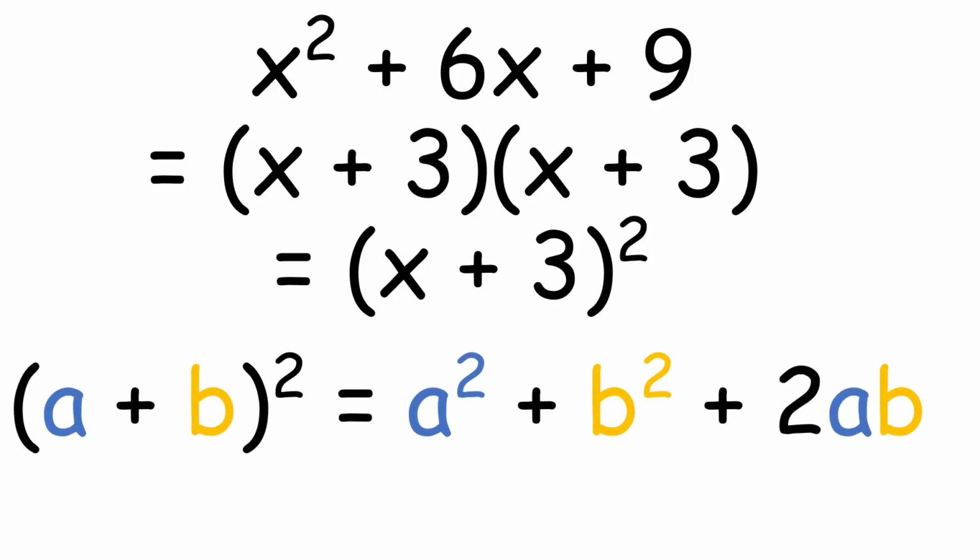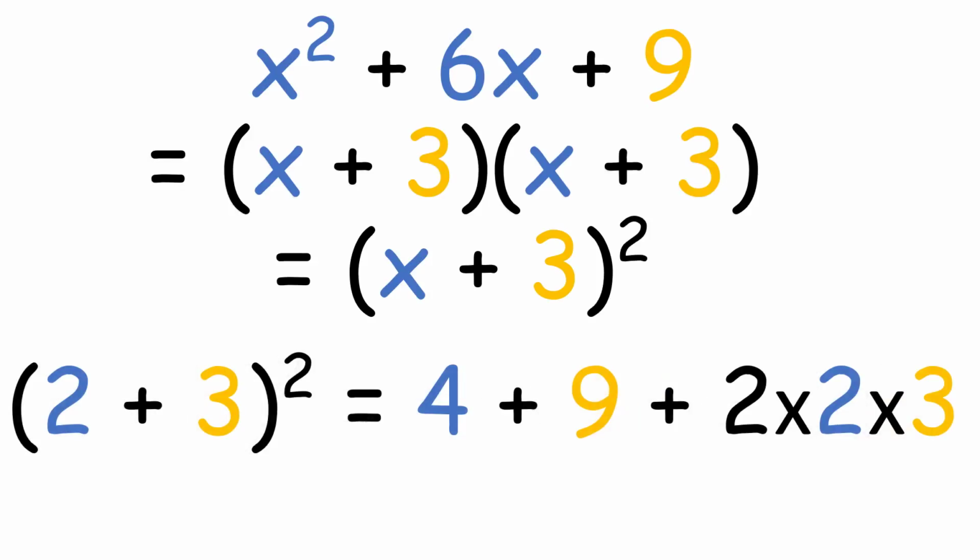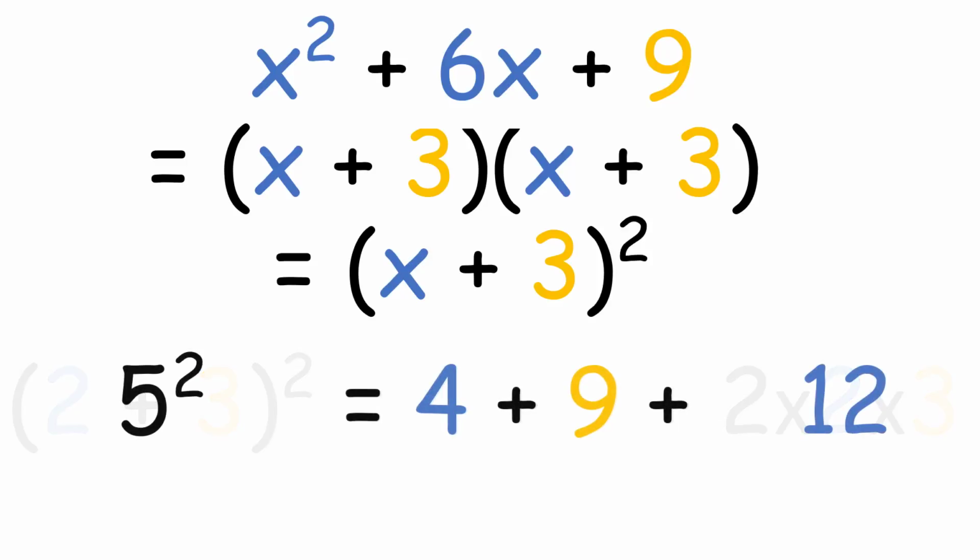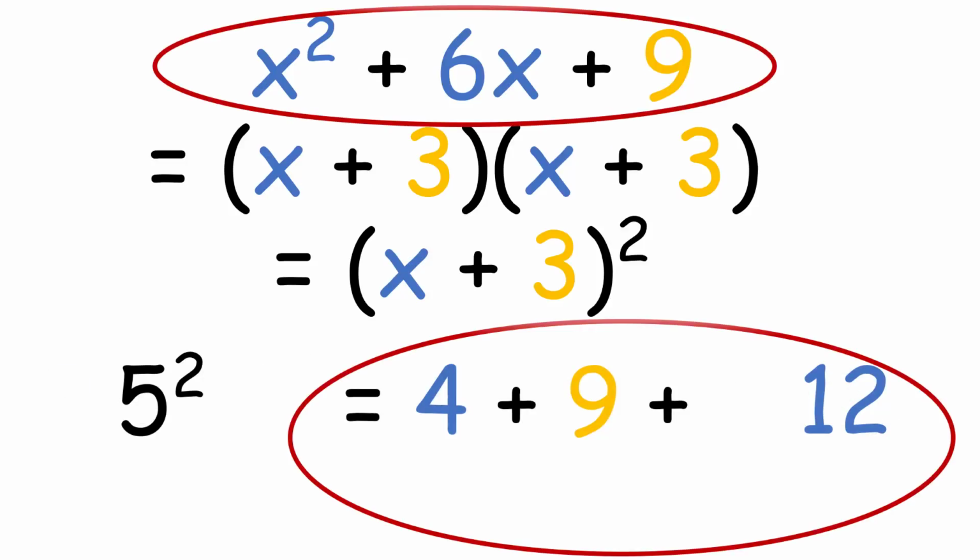There's a general formula for refactoring perfect squares in this format, and it's worth memorizing this. You'll find it useful when you need to solve quadratic equations, which we're going to cover later. Let's just run through an example to prove to ourselves that it works. In this case, we'll use a value of 2 instead of x for a, and we'll leave the b value as 3. 2 squared is 4, 3 squared is 9, and 2ab is 2 times 2 times 3. We can easily work out that 2 plus 3 all squared is 5 squared, and 2 times 2 times 3 is 12.